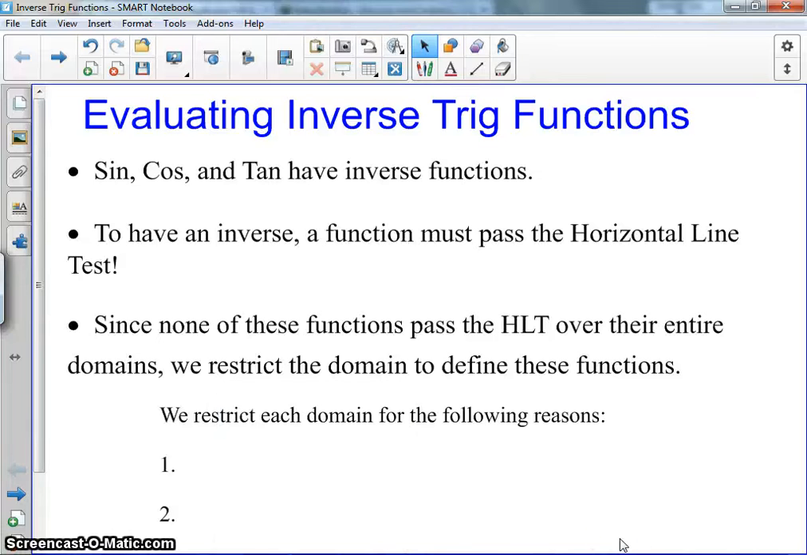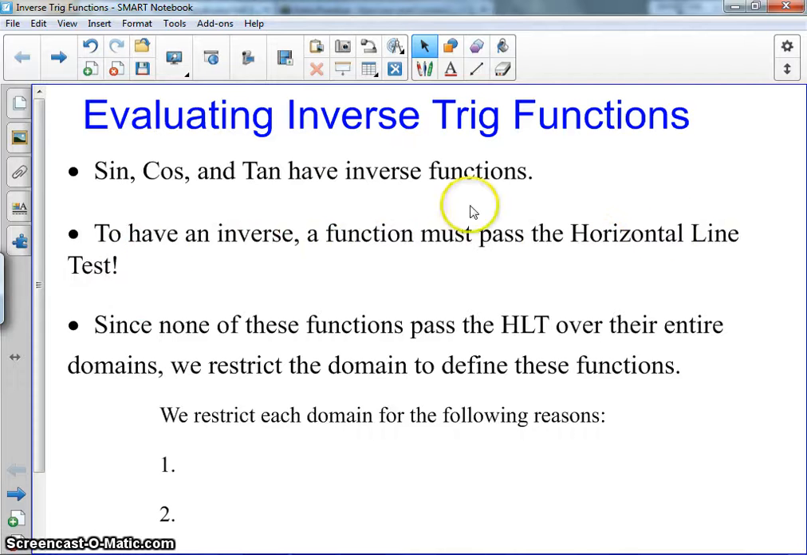Alright, so we're going to look at mainly evaluating inverse trig functions, and I'm just going to show you a little bit about inverse trig graphs. But we are going to look at sine, cosine, and tangent inverses. And they all have inverses, and so you need to be able to evaluate those, especially for calculus. So to have an inverse function, a function must pass the horizontal line test.